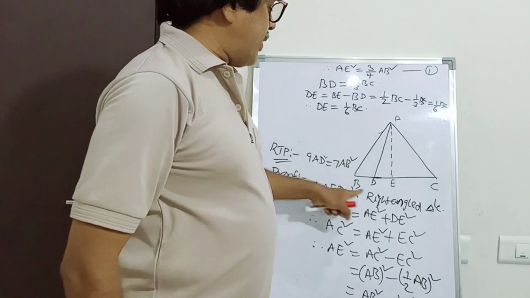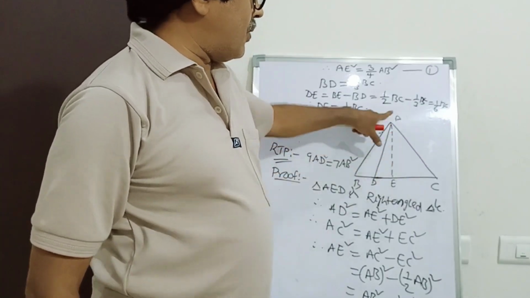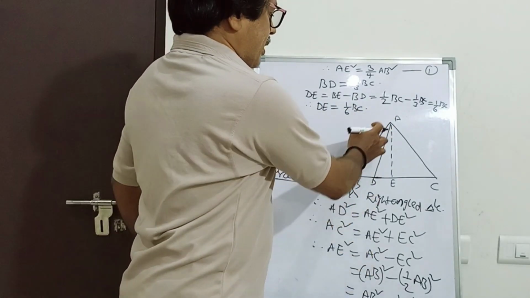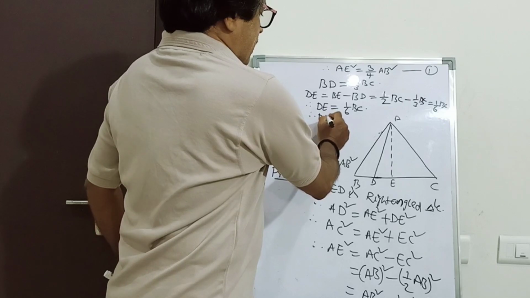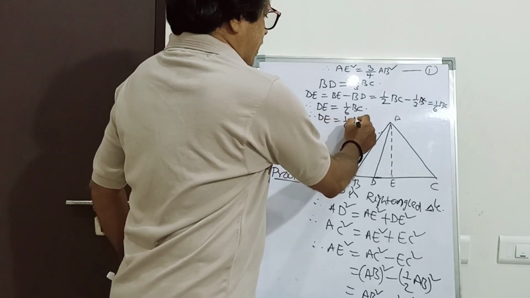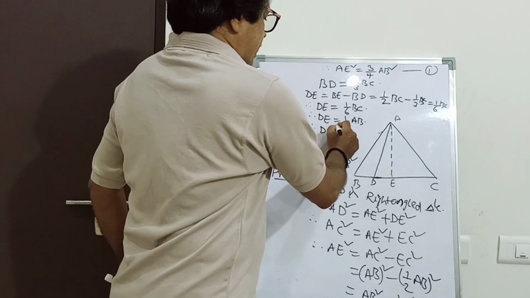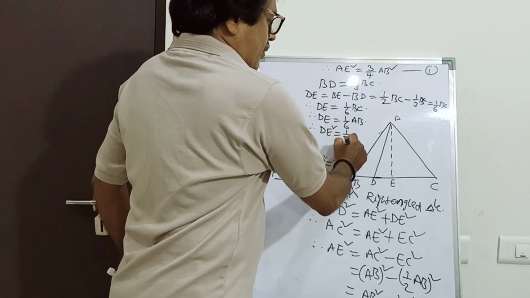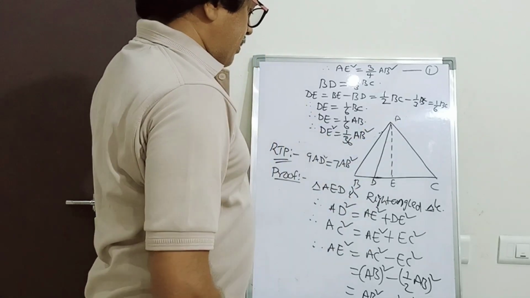So since it is an equilateral triangle, all these sides are equal. AB is equal to BC is equal to CA is equal to small a. Therefore, this BC can be replaced by AB here. DE is equal to 1 by 6 AB. So on squaring both sides, we will get DE square is equal to 1 by 36 AB square.